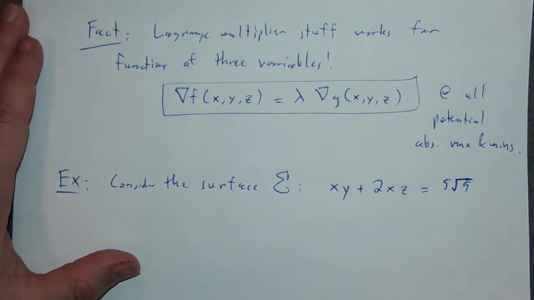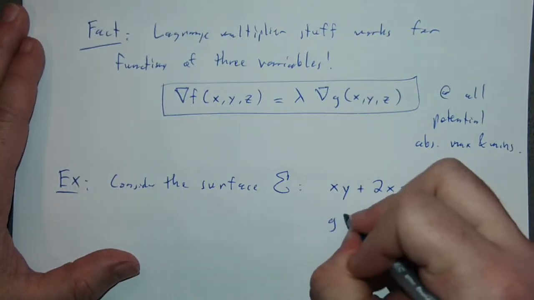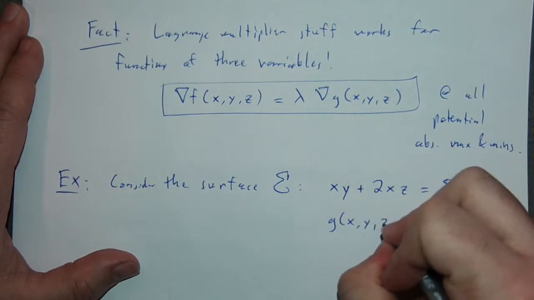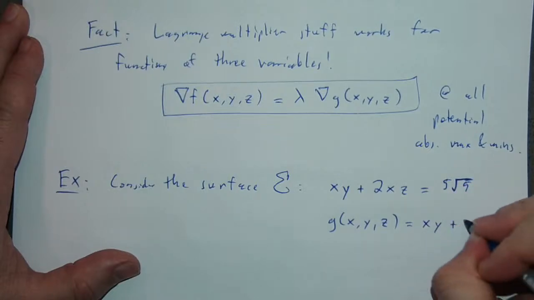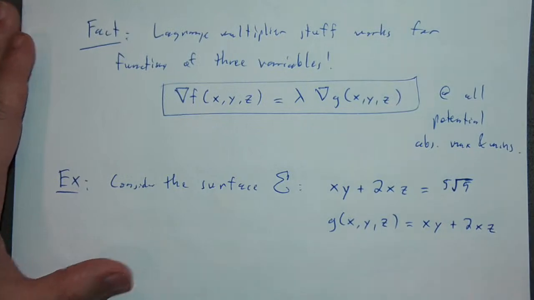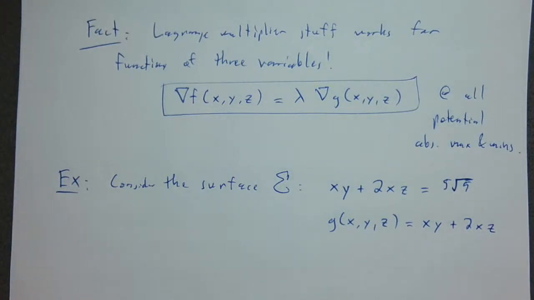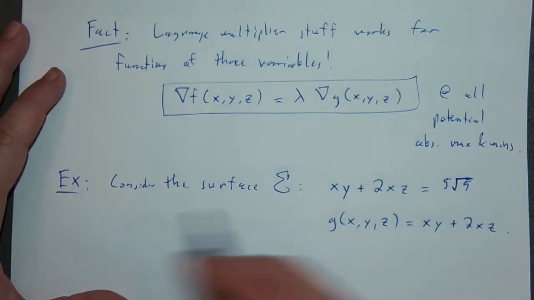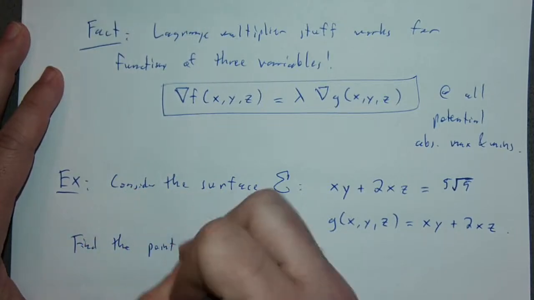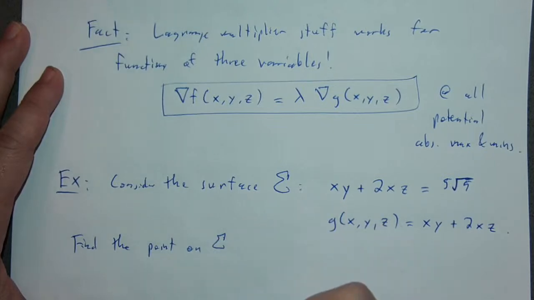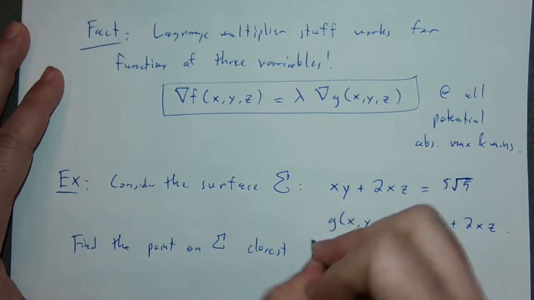Okay, so consider the surface xy plus 2xz is equal to 5 root 5. We can view this as a level surface of a function of 3 variables, g of xyz is equal to 5 root 5. So our g of xyz here is xy plus 2xz. But what's the f? I haven't even said anything here. I've just said consider this surface. So find the point on sigma closest to the origin.